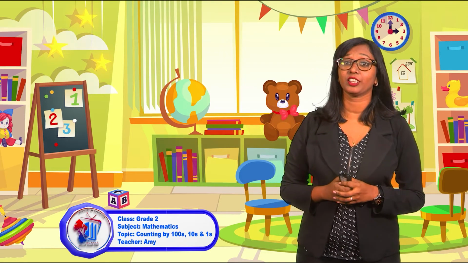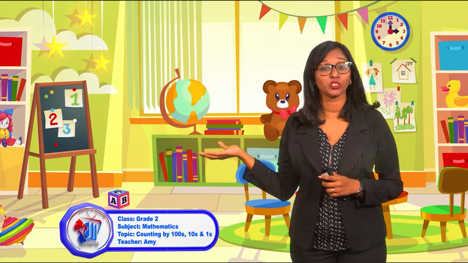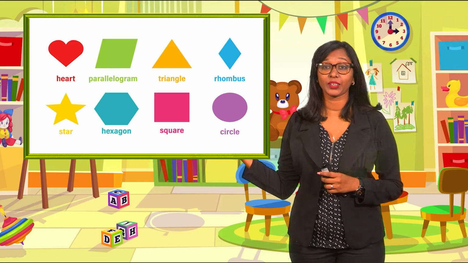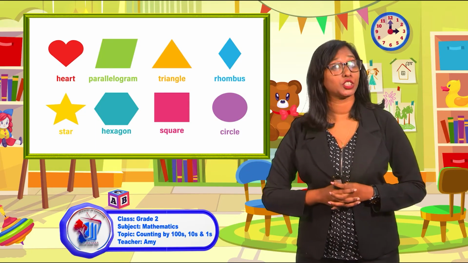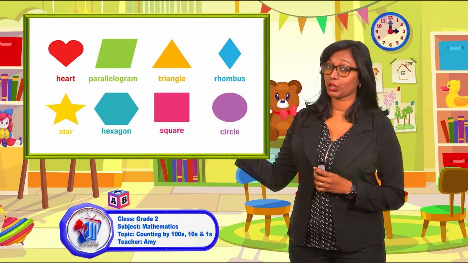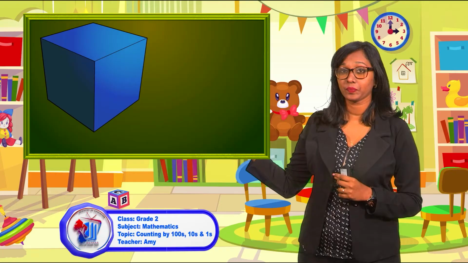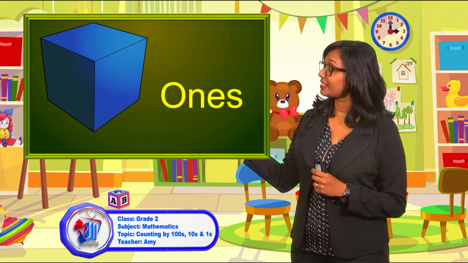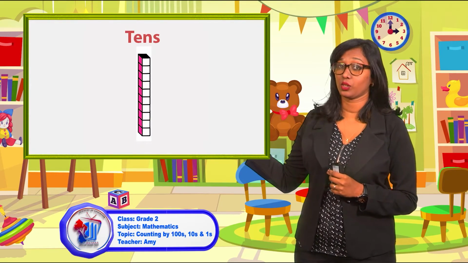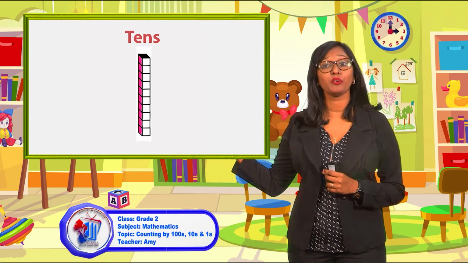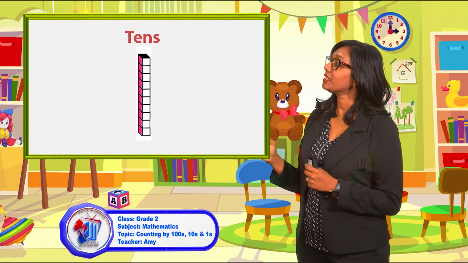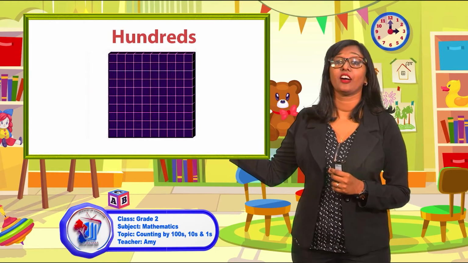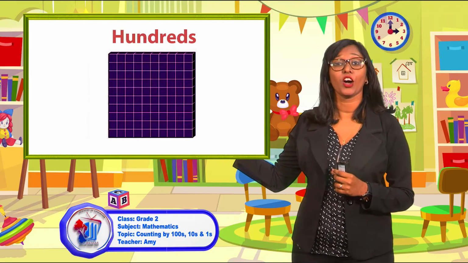Today, we're going to be learning how to count in hundreds, tens, and ones. Now, I want you to take a look here. We have some shapes. When you see a cube, one single cube, that represents ones. And then when we see this, it looks like a rod. It's long. That is a group of tens. And then we see this flat shape. That represents hundreds.